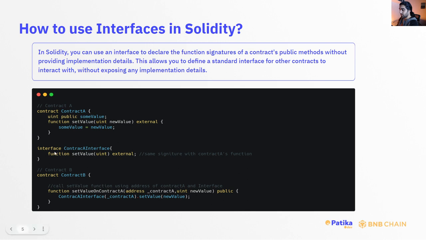We didn't have the body of the function, okay? And we have newValue, which is the parameter in this function, and we basically set the value on contract A by using this interface and the contract A.